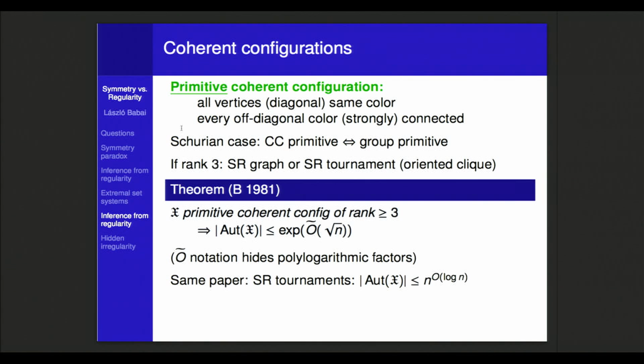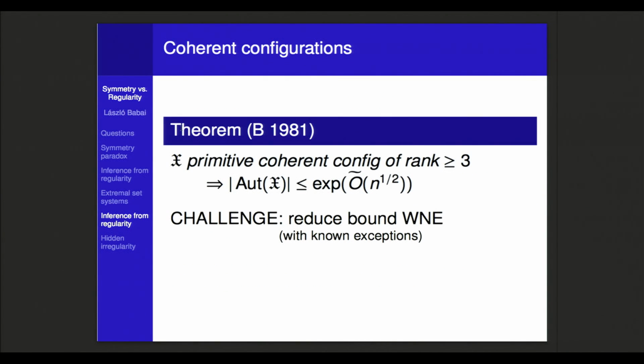If the tournament itself happens to be strongly regular in the same sense as the graph, then that has a quasi-polynomial number of automorphisms. Okay, so here is the result, and we know that this is tight, apart from whatever logarithms are hidden in the tilde. So the challenge was to reduce this bound with known exceptions. We know the exceptions. The exceptions are the Hamming graph with parameter 2 and the Johnson graph with parameter 2 and their complements. So with these exceptions, we have to reduce for the rest. And that challenge was waiting for somebody to solve it for more than a third of a century.